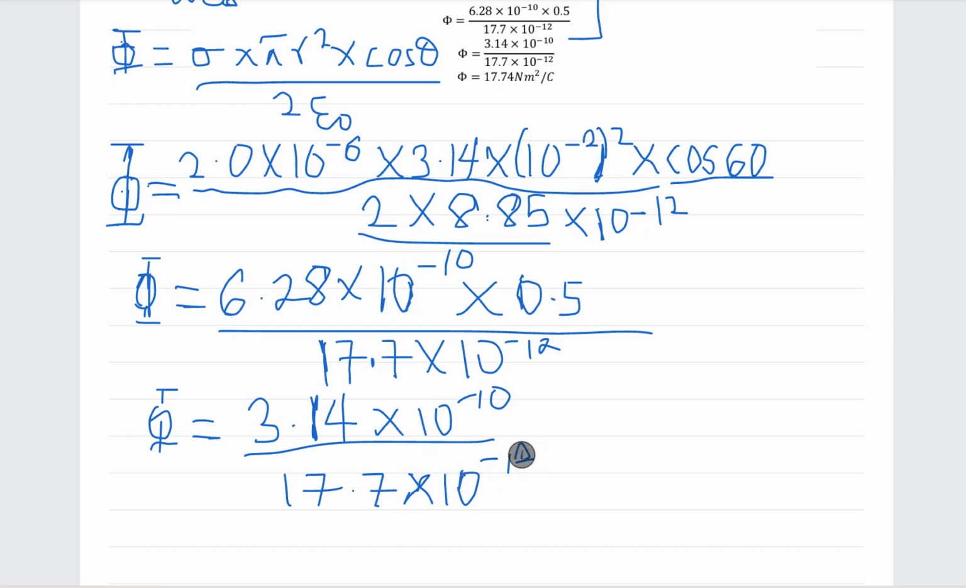So now if you divide this together, you are going to have 17.74 Newton meter square per coulombs. So this is the answer you are going to have, 17.74 Newton meter square per coulombs. So that is the solution to this question.